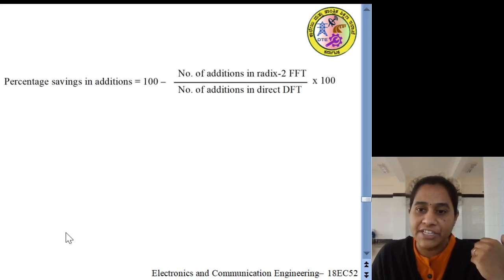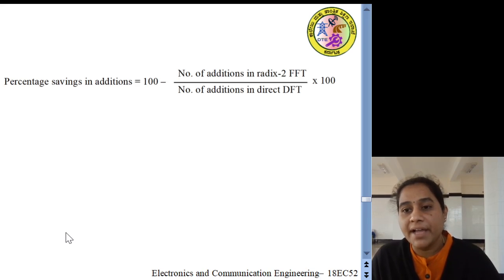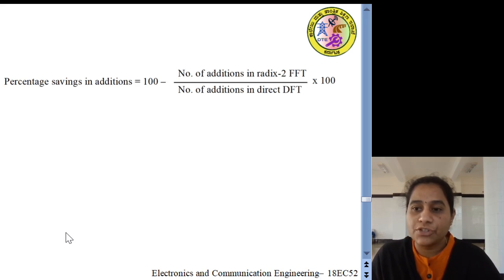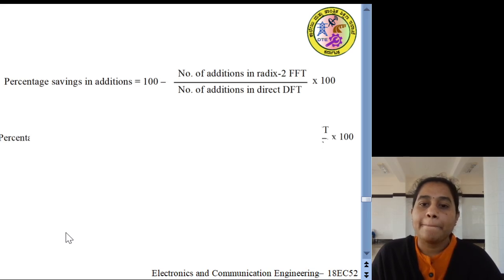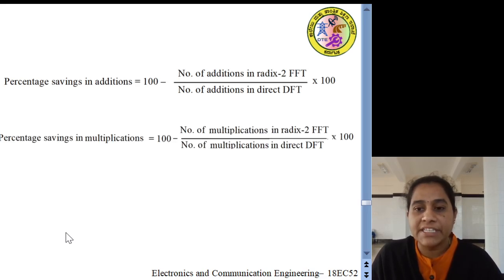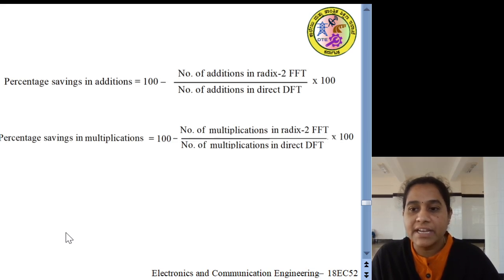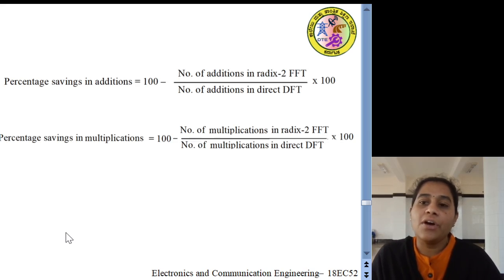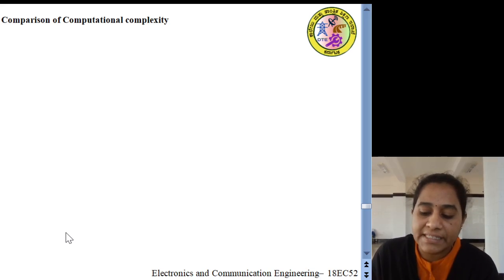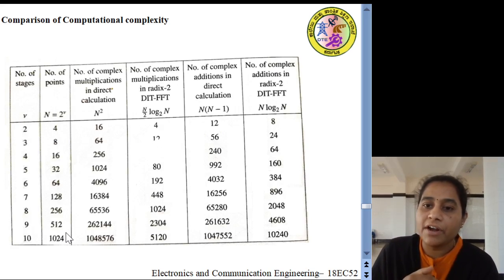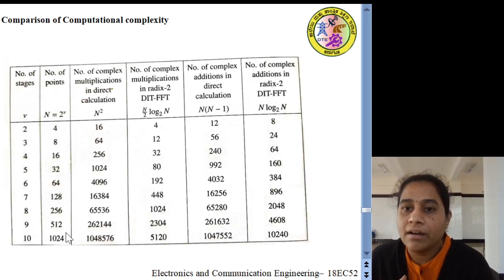Percentage saving in addition is given by 100 minus the number of additions in radix 2 FFT divided by the number of additions in direct computation of DFT, into 100. And percentage saving in multiplications is equal to 100 minus the number of multiplications in radix 2 FFT divided by the number of multiplications in direct DFT, into 100.